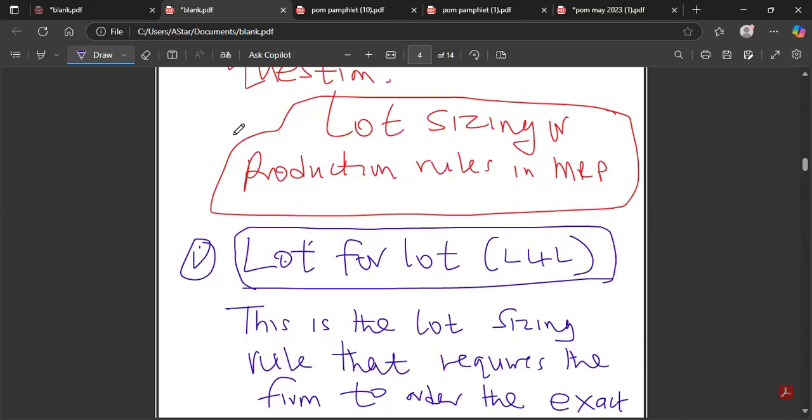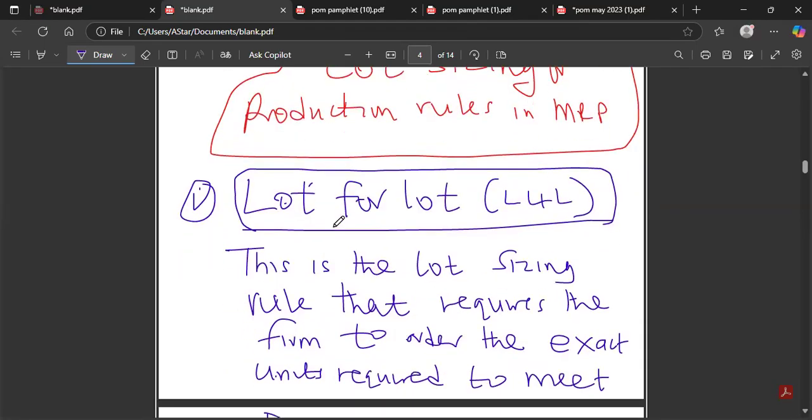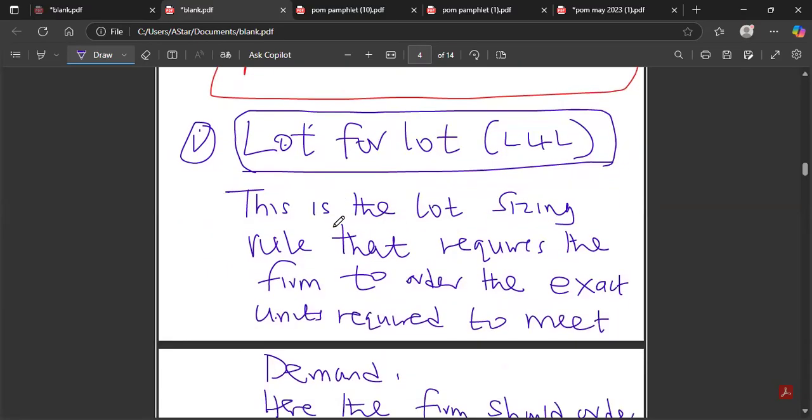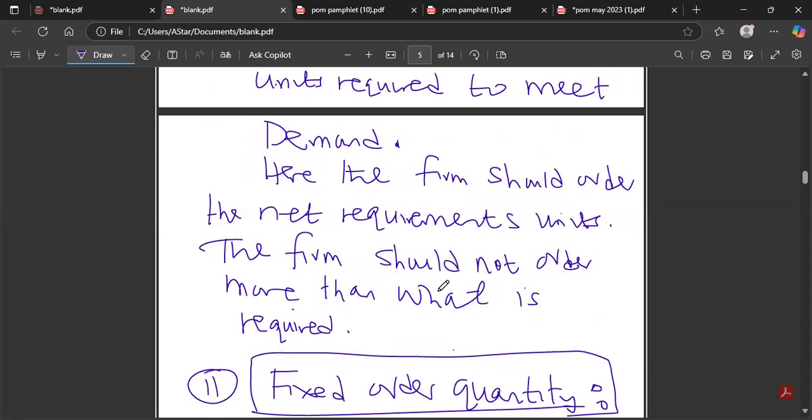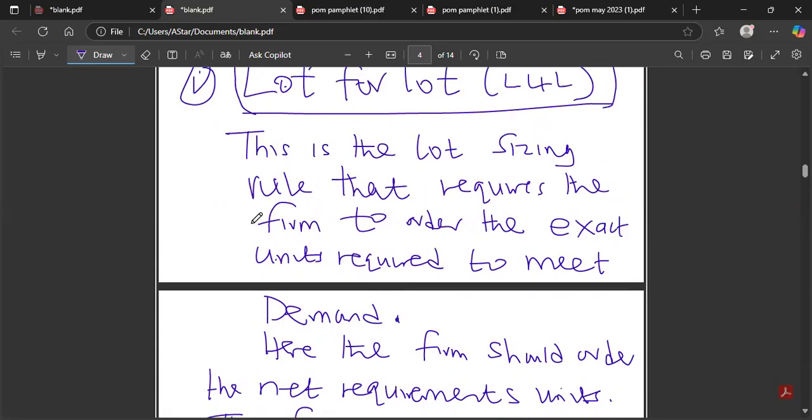Then the production rules, all of the lot sizing rules in MRP. Number 1, lot for lot, the lot sizing rule that requires the firm to order the exact units required to meet demand. So here the firm should order the net requirements units. The firm should not order more than what is needed. And this one is used for perishable goods.